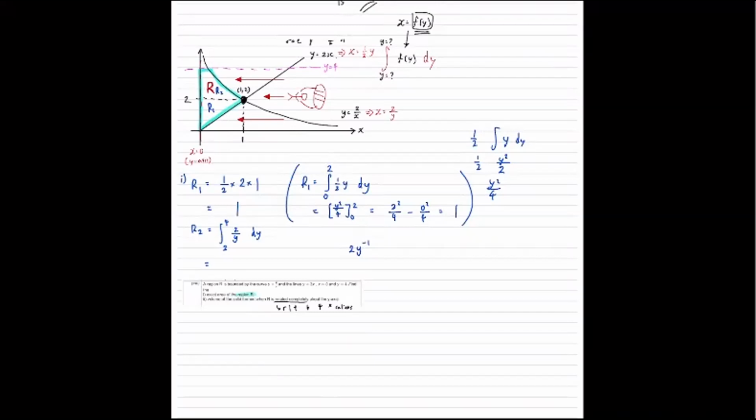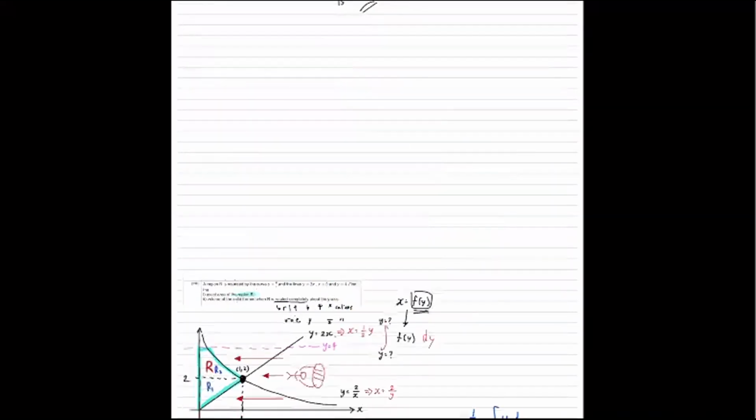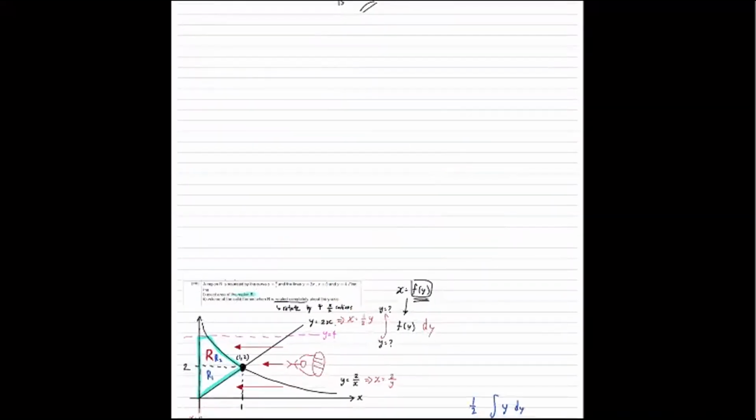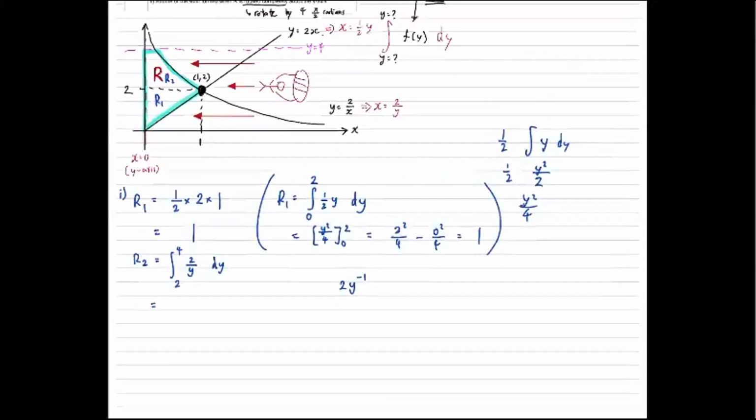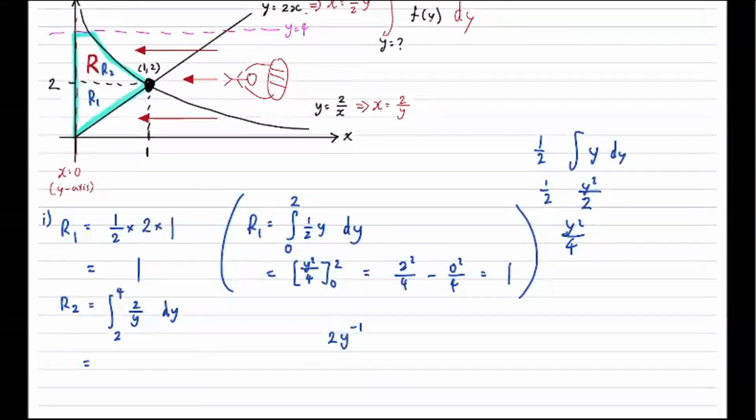Let me see what this says. So you integrate 2 over y, get 2 ln y. Technically, there should be a modulus around the y. But it's 2 to 4, so it's fine. You can drop the modulus. It will still be positive, so you don't need modulus around the y.